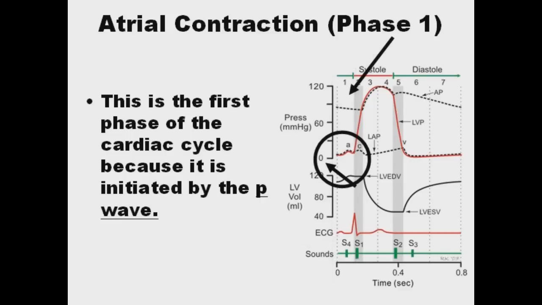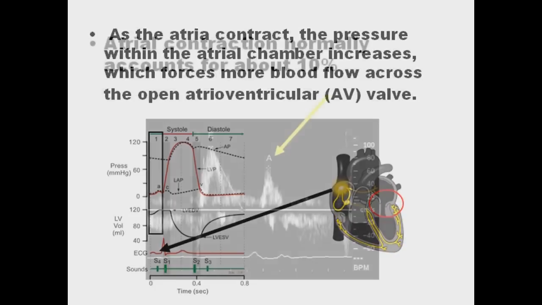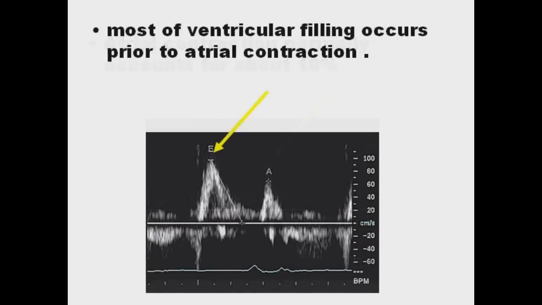The letter A marks the atrial contraction with the little rise of left atrium pressure just before the ventricular systole. As the atria contract, blood flows across the open mitral and tricuspid valves, adding more blood to the ventricles. Atrial contraction normally accounts for only about 10% of the ventricle blood volume. 90% of the blood in the ventricle enters before the atrial contraction.